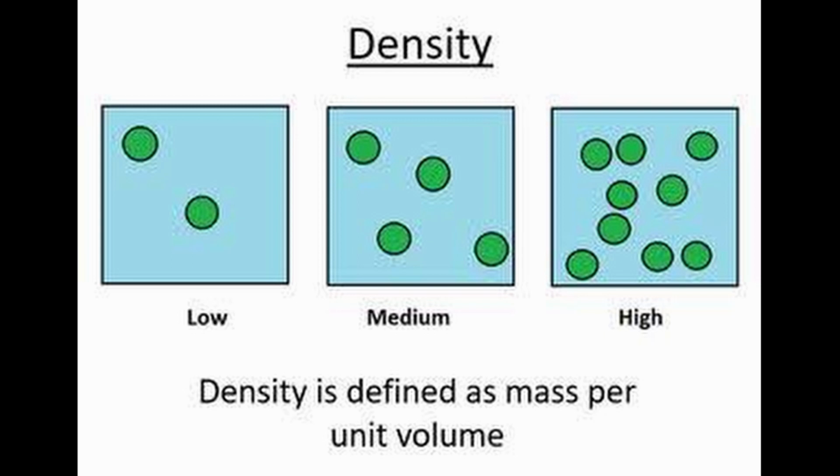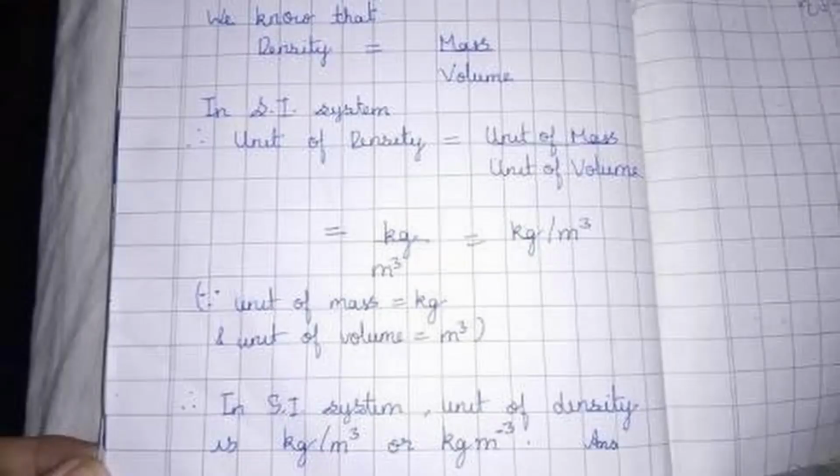Next is units of density. In SI system, mass is measured in kilograms and volume in cubic meters. This you have studied in your previous class, in class 7th. Therefore, the unit of density in SI system is kilogram per meter cube, whereas the unit of density in CGS system is gram per centimeter cube.